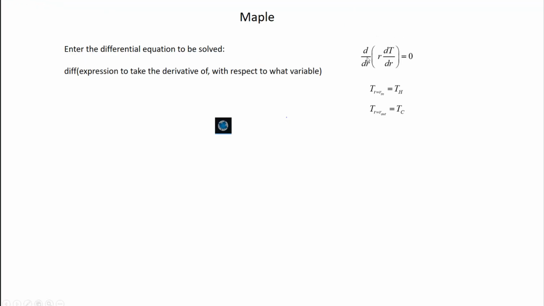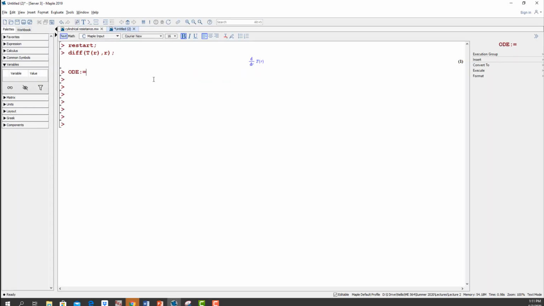So I want to take the derivative of r times the derivative of t with respect to r, and that has to be equal to 0. So there's my differential equation. A lot of times it's nice to do this little by little. So maybe the first thing I'm going to do is take the differential of t with respect to r like that and set that equal to 0.